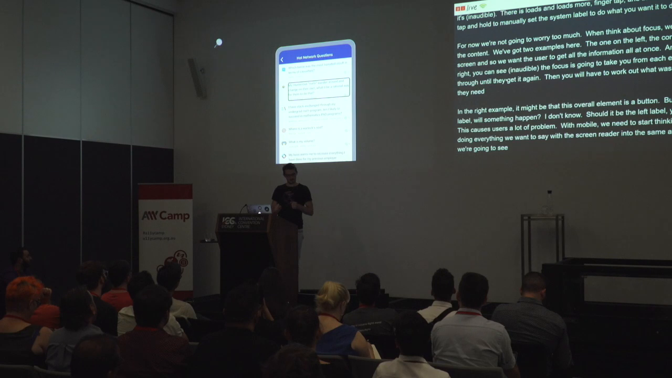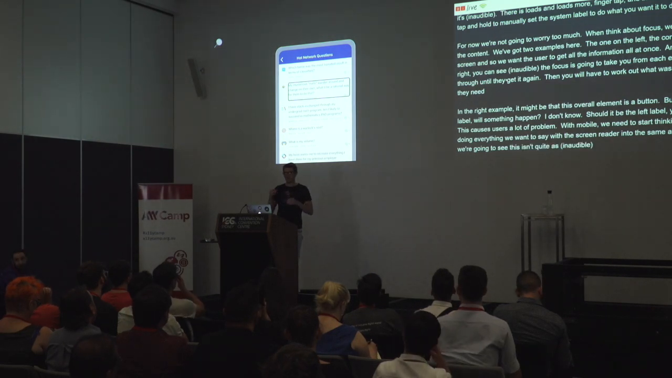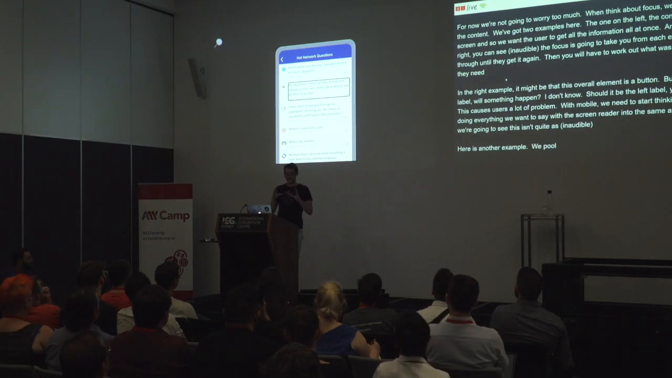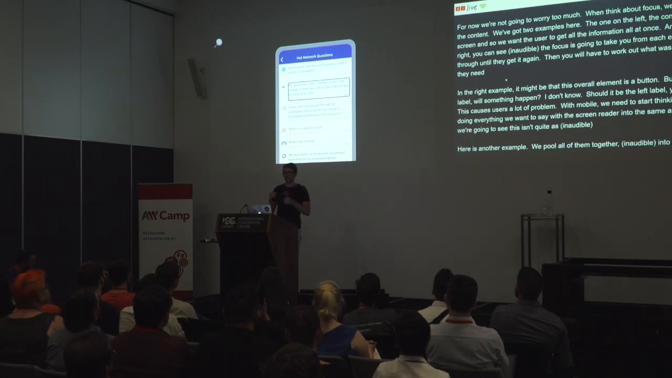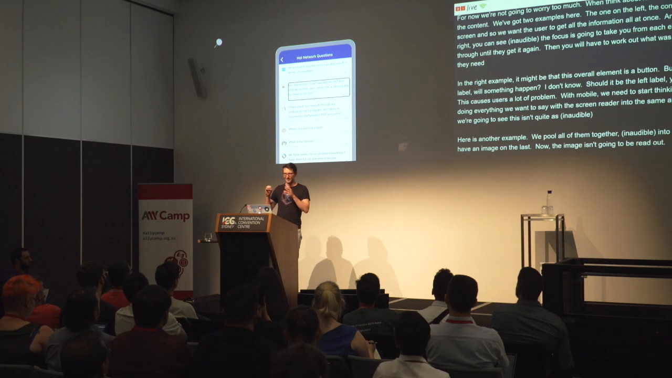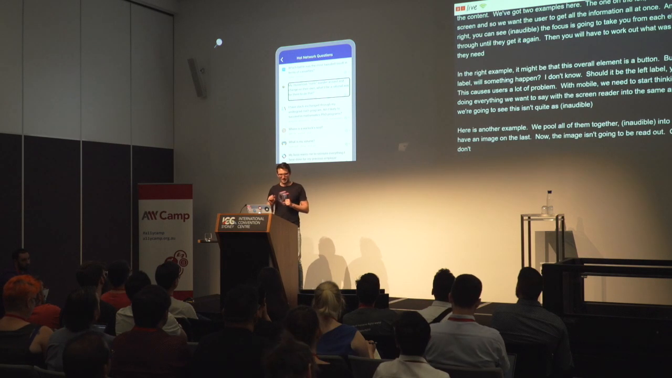Here's another example. We have all the information, and we've pulled all of them together, I think by mistake in this developer's app, because this app is not very accessible, into the same focus. But we've left out the image on the left. Now, the image isn't going to be read out. Generally, in mobile, we don't always read out images. Often, if the image is just not important, we just won't mention anything about an image.